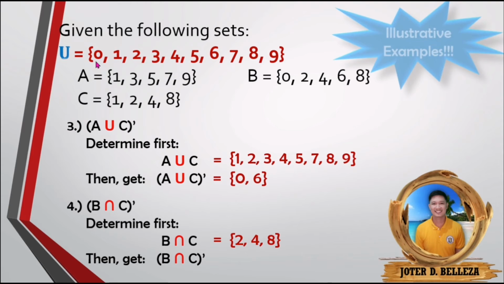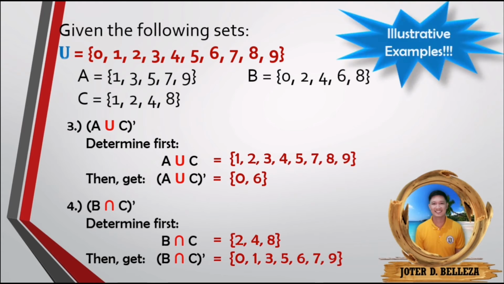Okay? So, looking at the universal set U, the elements of U that are not found in the intersection of B and C are as follows. Okay? So, we have 0, 1, 3, 5, 6, 7, and 9. Meaning to say, the complement of the intersection of B and C contains these elements. Alright? So I hope it makes sense.